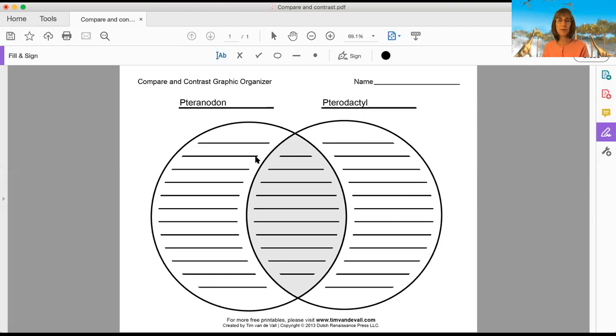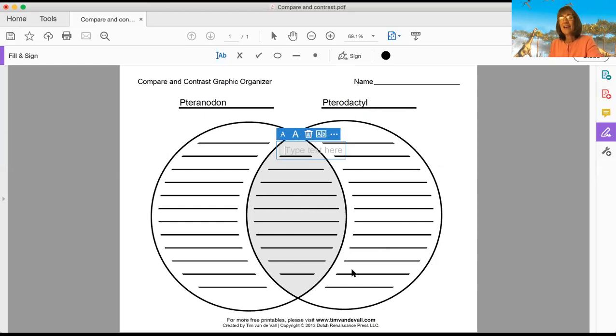Get a lined piece of paper and draw two nice big circles on it, and the circles have to overlap, because remember, this side over here is for things that are only about pteranodon, and these things over here are only about pterodactyls, and these things in the middle are the things that they have in common or the same. And so we're going to find some things that we can add that are the same about the pterodactyl and the pteranodon. All right, I wish I could be calling on you, because I'm sure you have great ideas about what's the same and what's different.